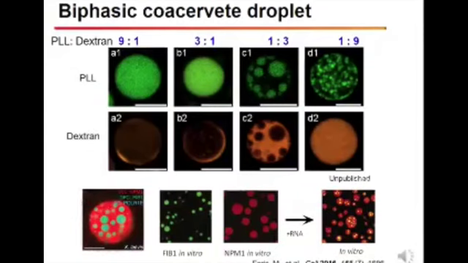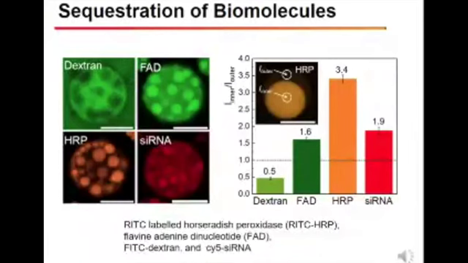We can also test the selective sequestration of different molecules. We choose 4 sample molecules. You can see dextrin mainly accumulated in the surrounding phase. The rest 3 are accumulated inside the droplet, in the subcompartment. Of course, they have different ratios.